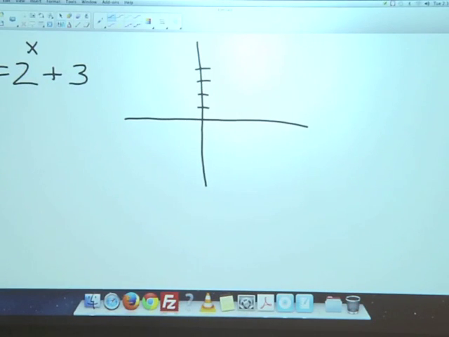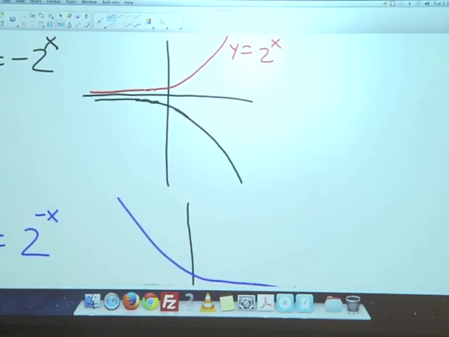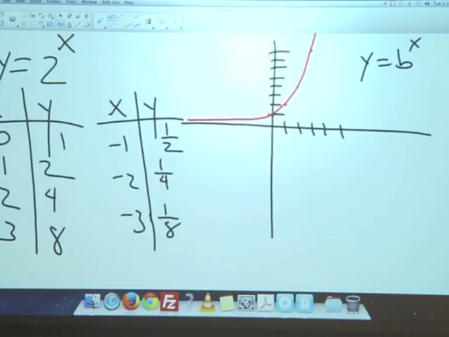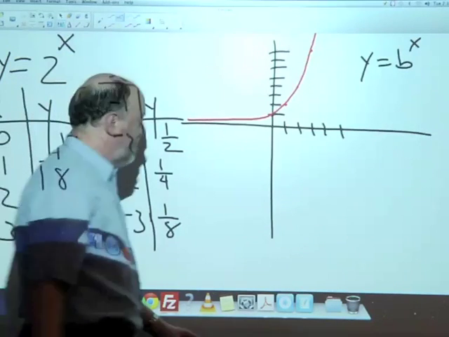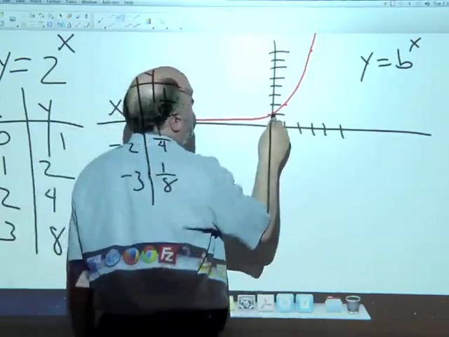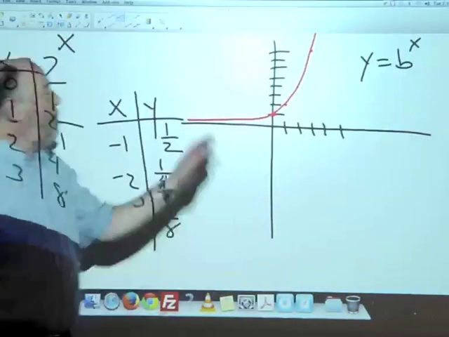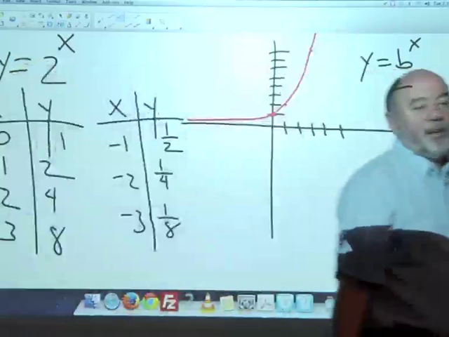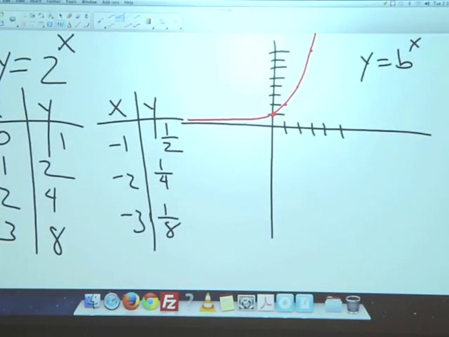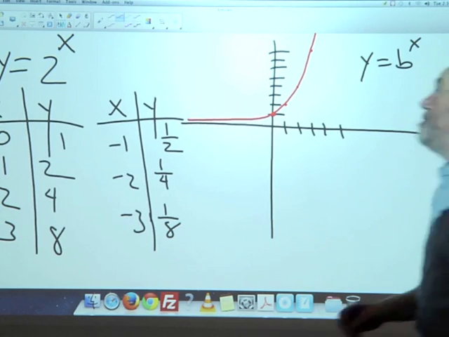Now, if I want to do a quick graph of these, as I said earlier, the point that all of these have in common is this point right there. They all basically have this shape, okay? So all I have to do if I want to get a quick graph is figure out where that point goes. Once I know where that point is, I can draw in the shape, okay?